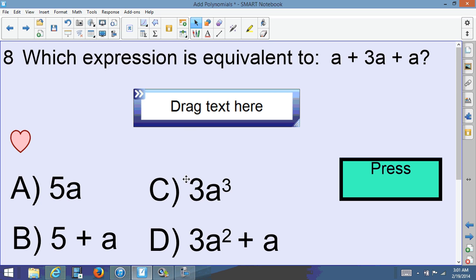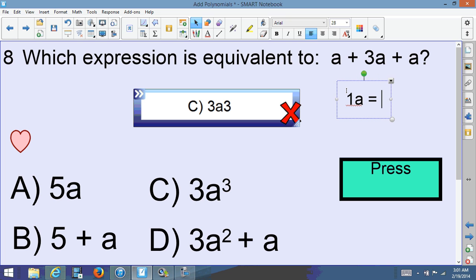Okay, if you said C, you are wrong. That 3a, I know you have 3 apples, 3 apples, 3 apples, and an apple, and 3 apples plus an apple. But this 3 apples would be 3 individualized apples, and this one little apple would be just one apple. So what's important to know is one apple, 1a, is the same as saying a. So that's important to know.